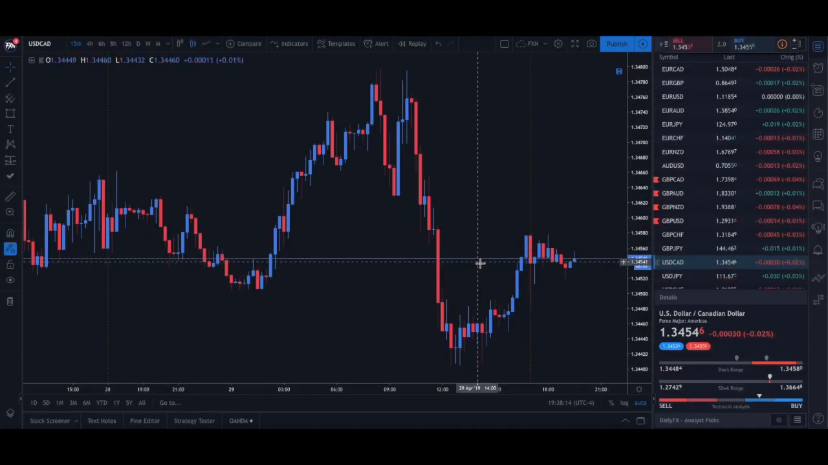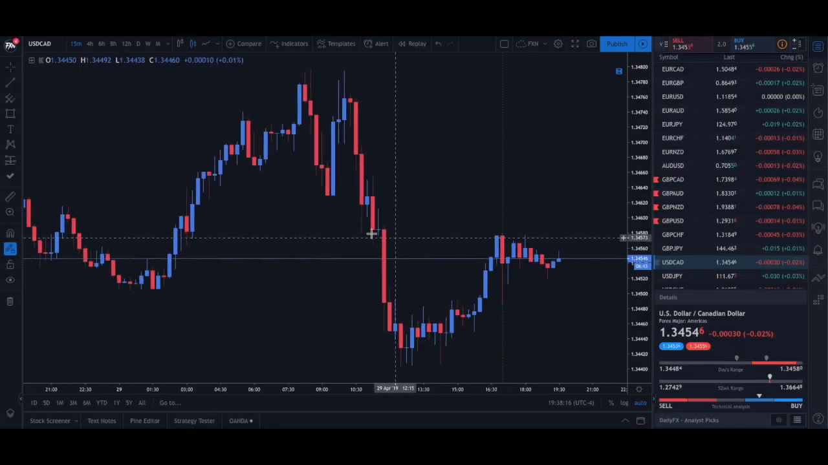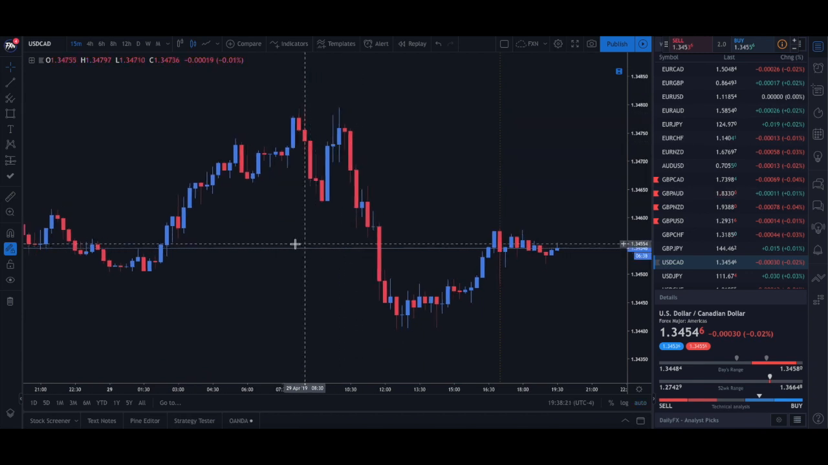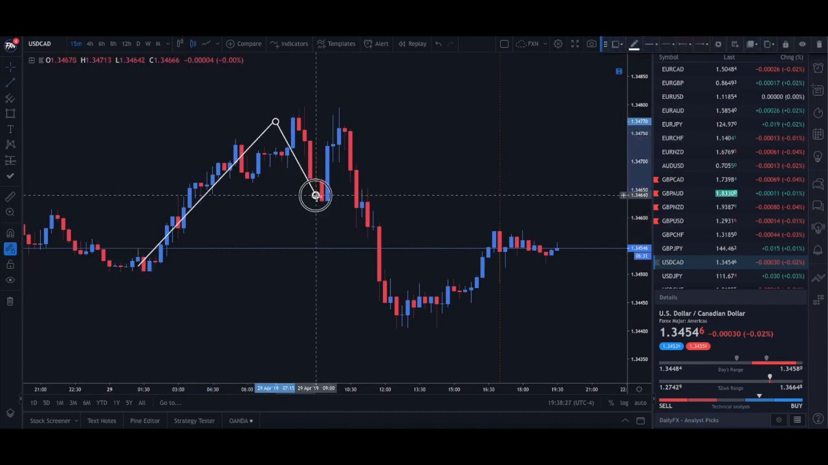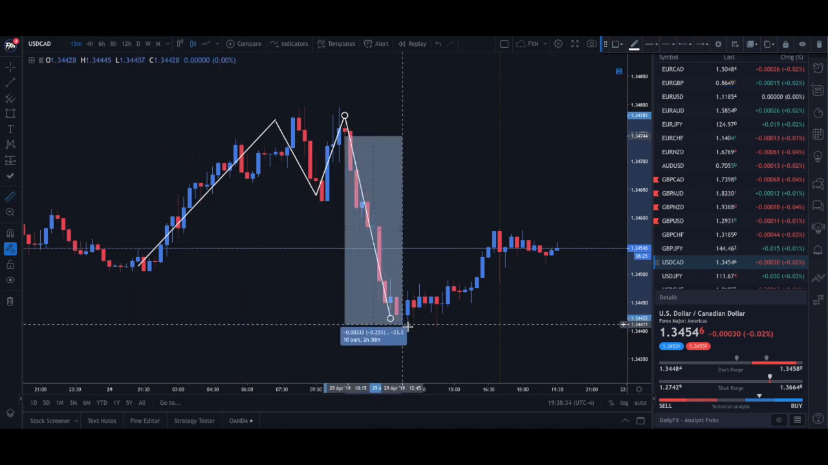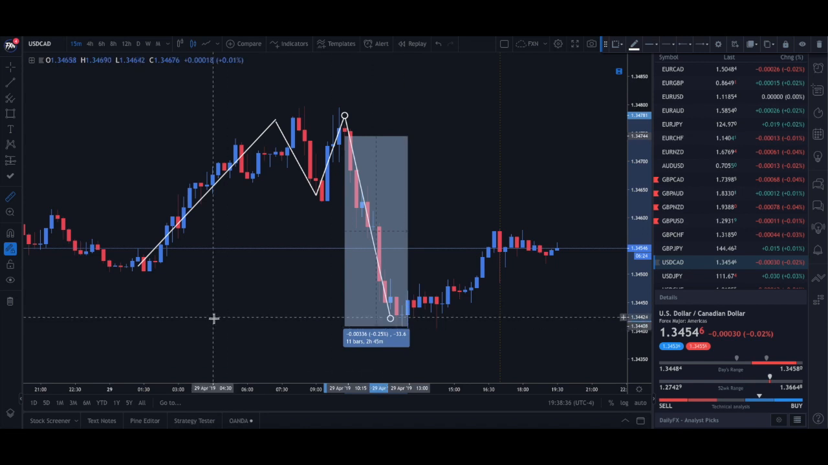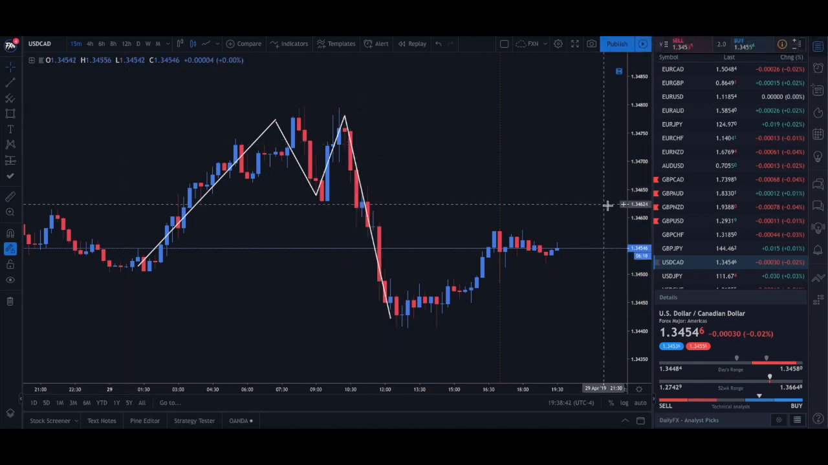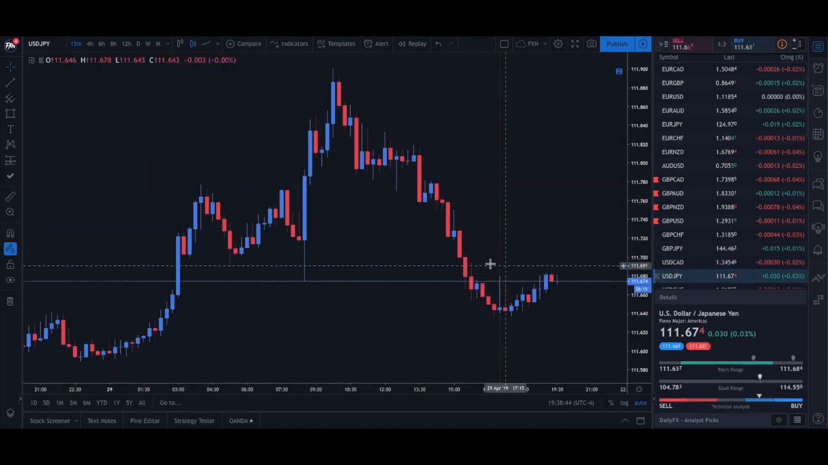If we take a look at USD CAD, again, a nice clear move from the high of the day, which basically created a nice M formation here, right? And this move here was only about 33 pips. So as you can see, we're getting about what we should be getting from these pairs.